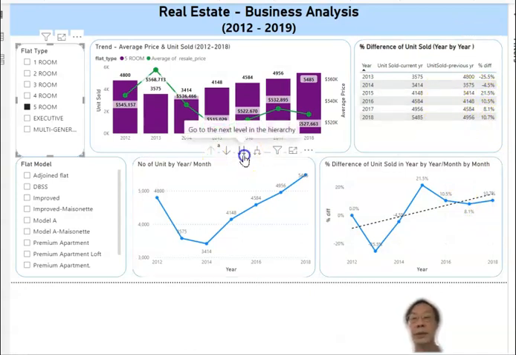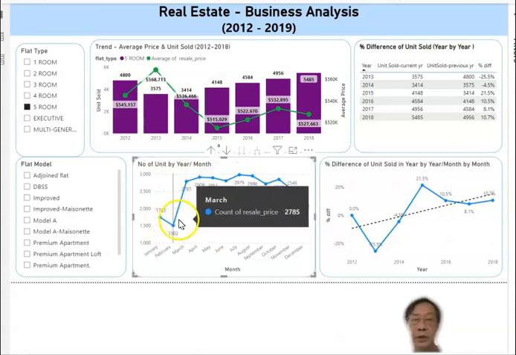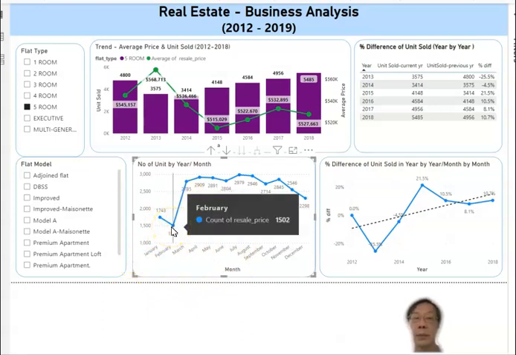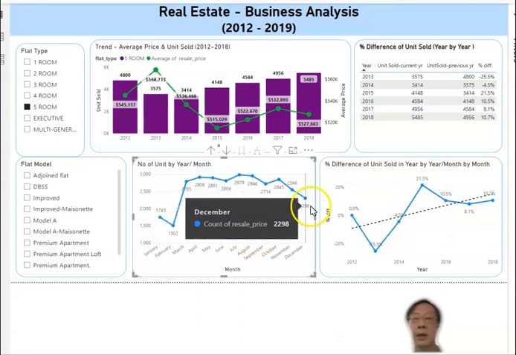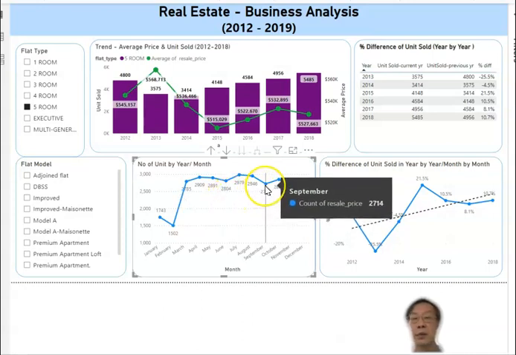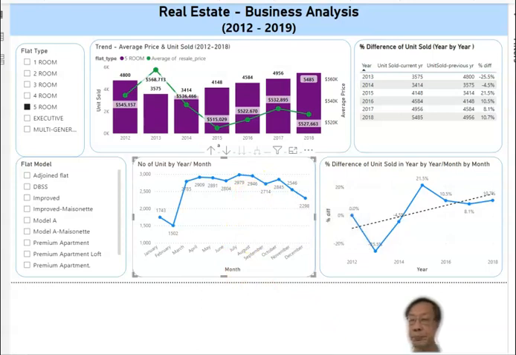You can also drill down further to see the changes in volume month by month, for all these 6 to 7 years. In general, February is the lowest, maybe due to the Chinese New Year period, and the second is December, which is the school holiday, and it is also slightly slower in September, probably because the Chinese try to avoid the 7th lunar month, which is this period.